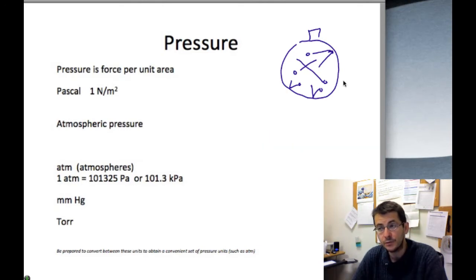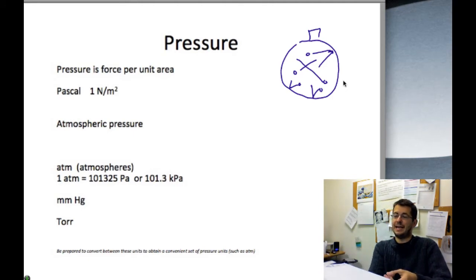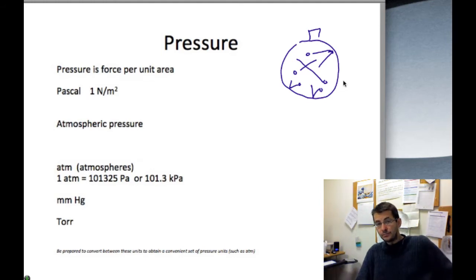The SI unit for pressure is the Pascal, which is composed of two other SI units, the Newton and the meter. So a Pascal is 1 Newton per meter squared, which is actually a very, very small quantity. It's less than the force of a piece of paper on a desk. The force of this piece of paper on my hand is about 1 Newton per meter squared. It's not much. Right? So pascals are very small.